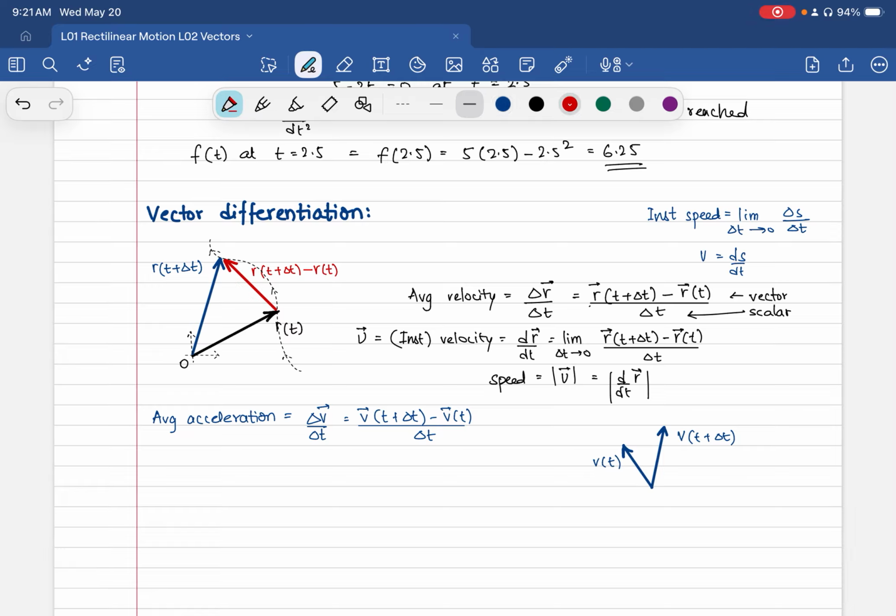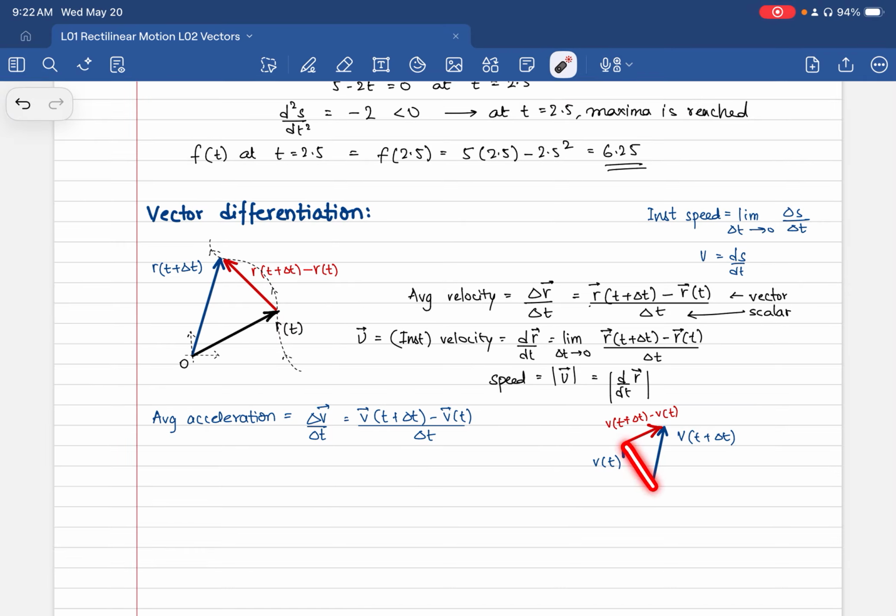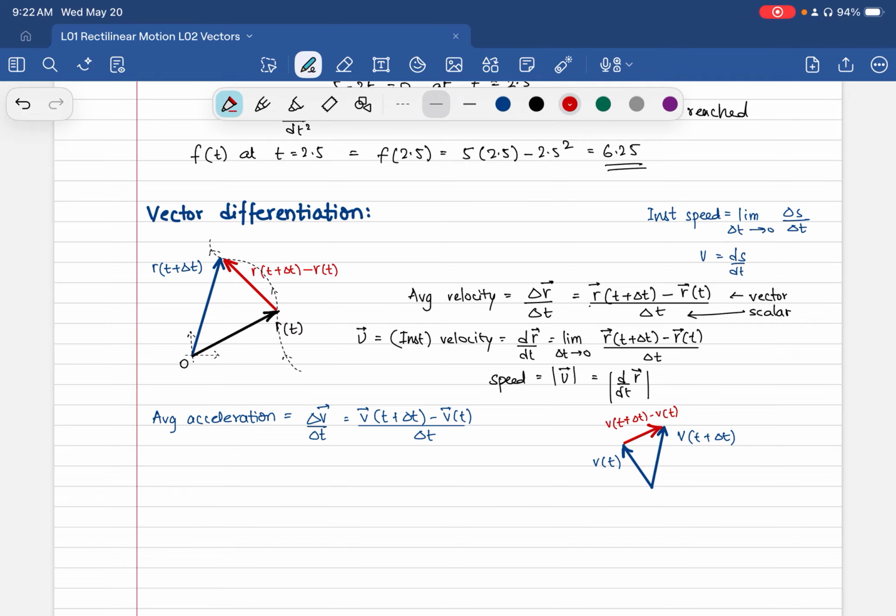So essentially, this would be v of t plus delta t minus v of t. You can always verify it as you have this vector plus this vector, it should equal this vector, right? So this is v of t plus delta t minus v of t, so these two cancel out, and then you have just v of t plus delta t, which is what you see here. Okay, so that is your average acceleration.